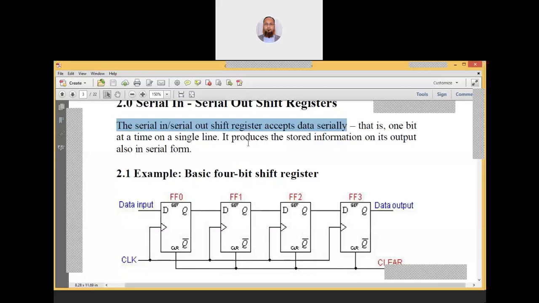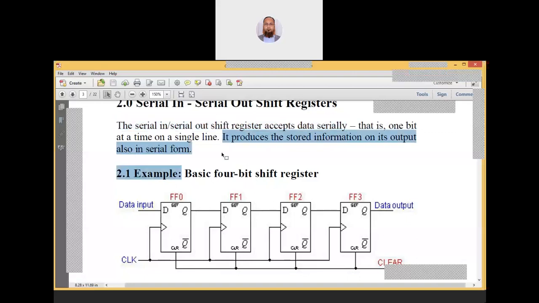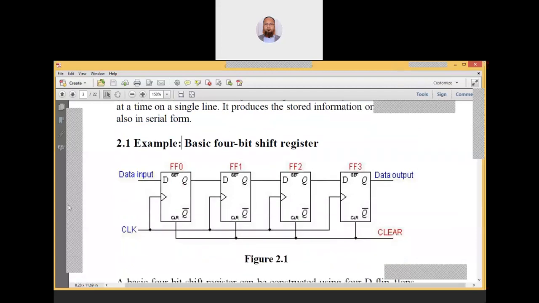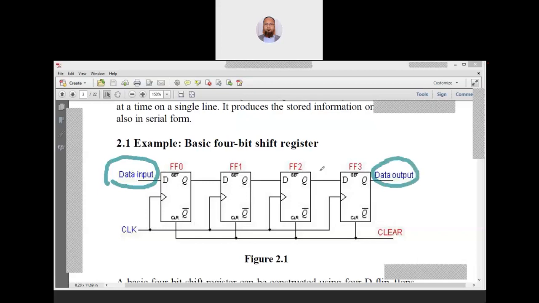It produces the stored information on its output also in serial form. So output is also serially available. This is the data input, which will be either 1 or 0, and this is the output side. Suppose we stored some 4 bits in this, and we leave it. We are not taking anything outside. We stored 4 bits, data is stored, and we are not tapping outside.